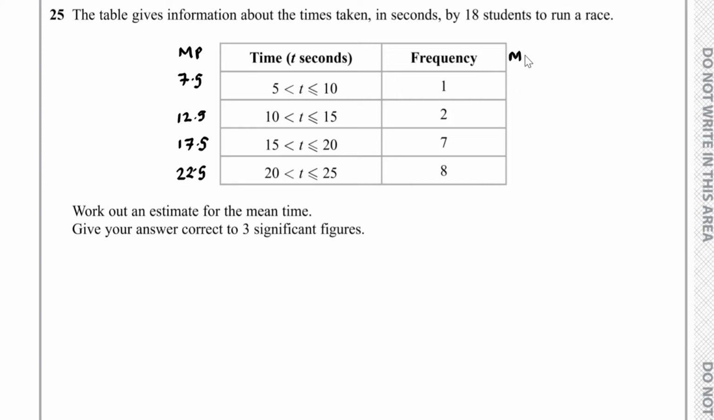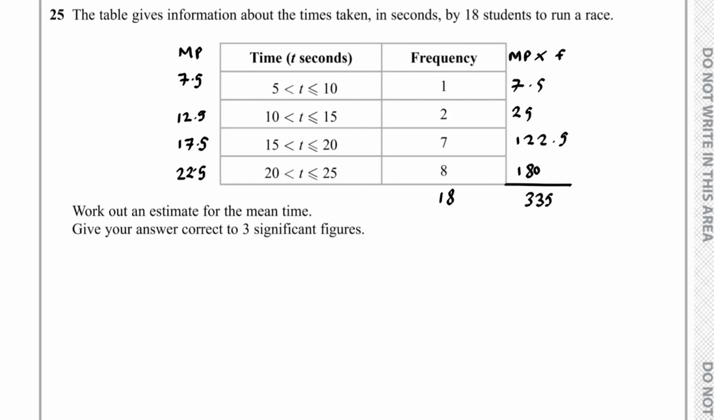We then work out the midpoint multiplied by the frequency. 1 times 7.5, that's 7.5. 12.5 multiplied by 2, that's 25. 17.5 multiplied by 7, that's 122.5. 22.5 times 8, that's 180. We then work out the sum over here. So if we add all these together, we get 335. And if we add all the frequencies, we get 18.